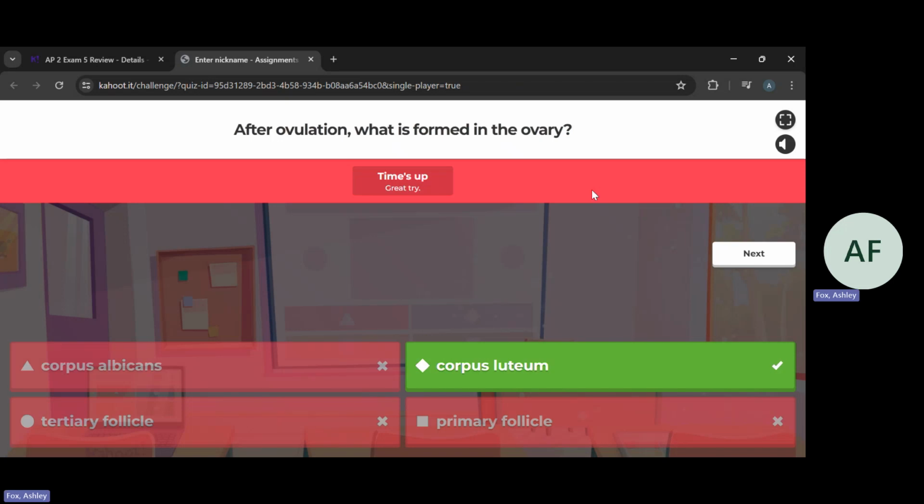After ovulation, what is formed in the ovary? So what happens to the tertiary follicle after the secondary oocyte is ovulated? That becomes the corpus luteum. So the corpus luteum, remember, produces some estrogen, but a lot of progesterone to help maintain that uterine wall. If there is fertilization, the corpus luteum will stay around. If there isn't, then the corpus luteum becomes the corpus albicans, the scar.